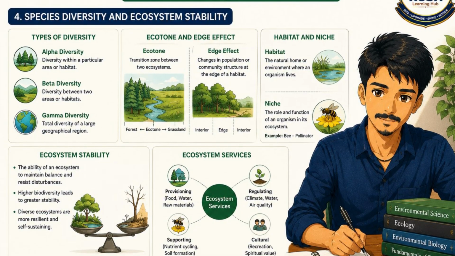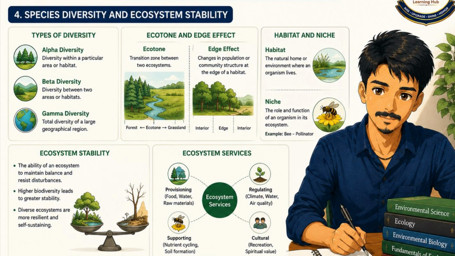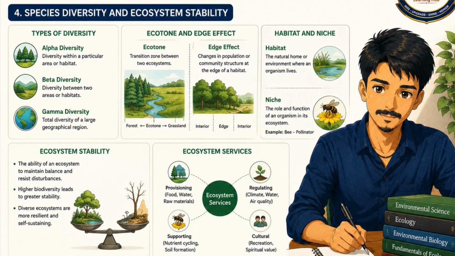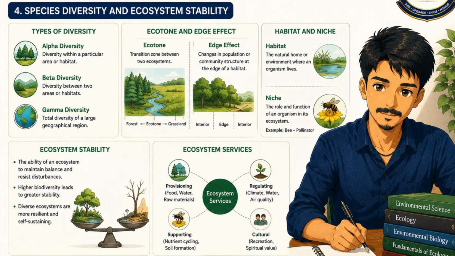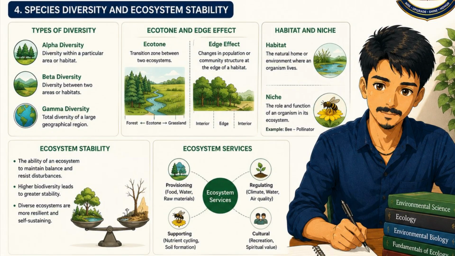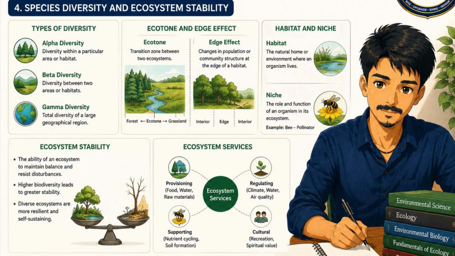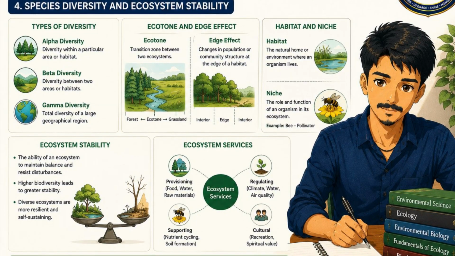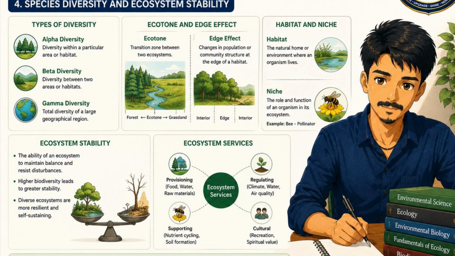Supporting services include nutrient cycling, soil formation, and primary productivity, which sustain all other ecosystem processes. Cultural services provide recreational, aesthetic, spiritual, and educational benefits to society. Therefore, species diversity, habitat, niche, ecotones, and ecosystem services collectively contribute to ecosystem stability and sustainability.